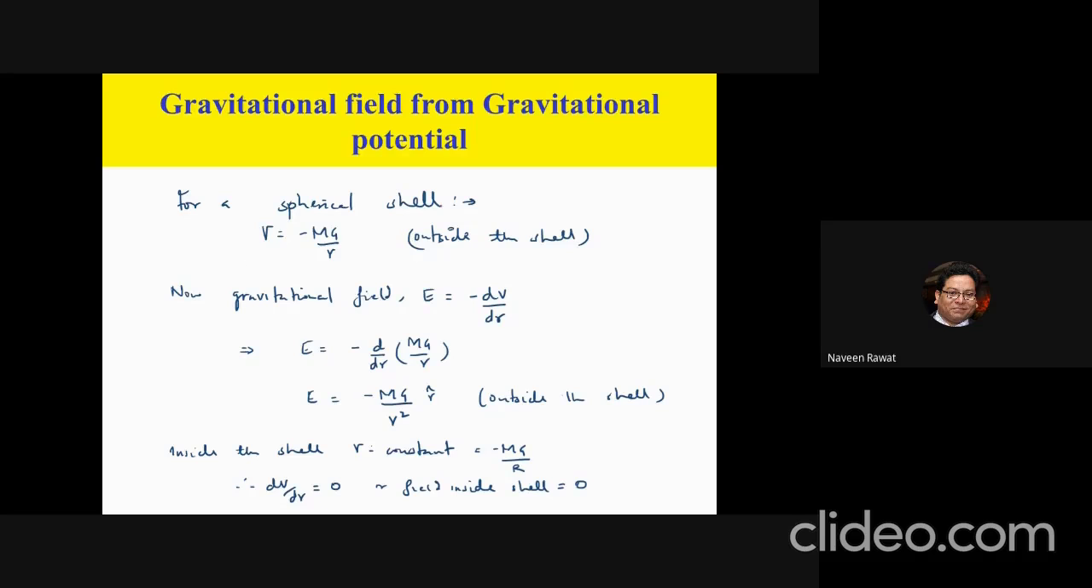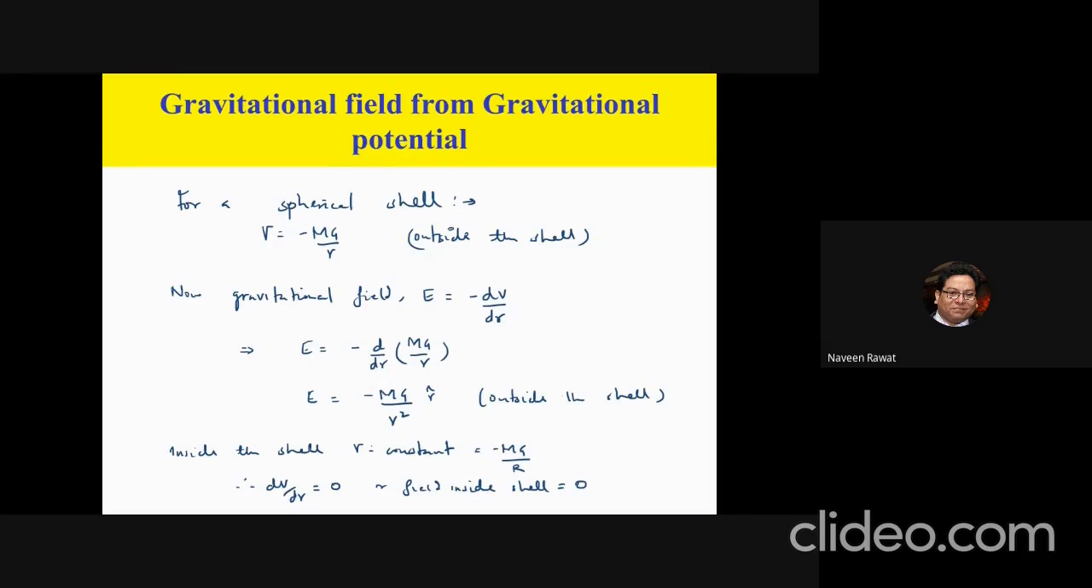And it is the same idea here. If I know that the potential of a spherical shell outside the shell is minus mg by r, then I can take the gradient of this potential, and that should give me the value for the gravitational field. If I take the derivative of this function, minus mg by r, I get E is minus mg by r square, and that is my expression for the gravitational field if I know the potential of the field at a certain location. So outside the shell, if I look at the change, I get minus mg by r square, and that is the expression that I should be getting. And it makes sense as well.